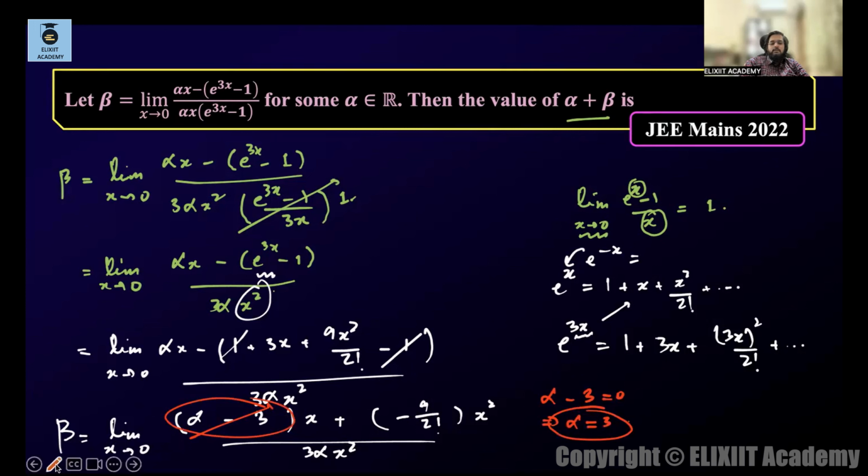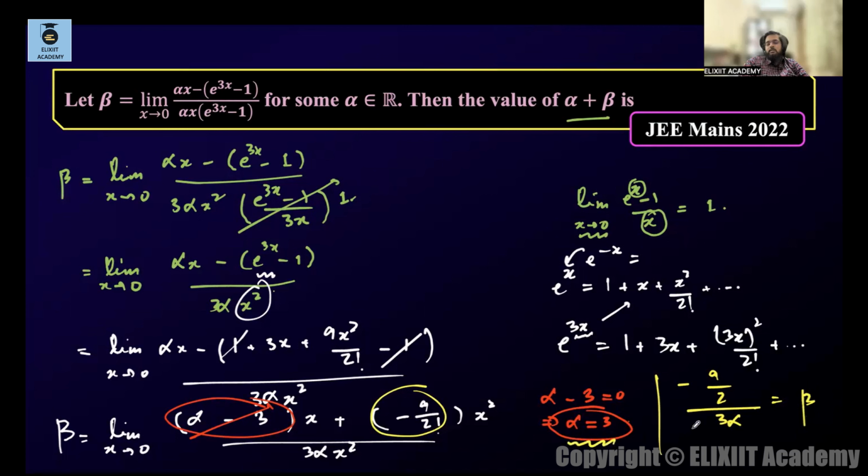So if alpha is 3, now this will not create the problem. Minus 9 by 2 factorial divided by 3 alpha. Once you divide this, x square and x square will get cancelled. There is no problem, right? And this will be beta only. Now we have got the value of alpha to be 3, so just simply put it over here. So minus of 9 by 2 times 1 by 3 alpha, which means 1 by 9. So the 9s cancel out, and we have beta to be minus half.